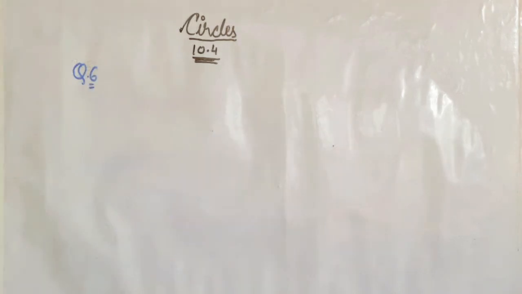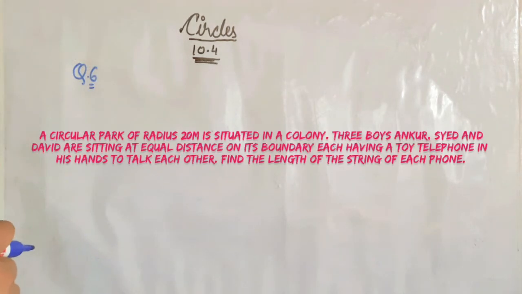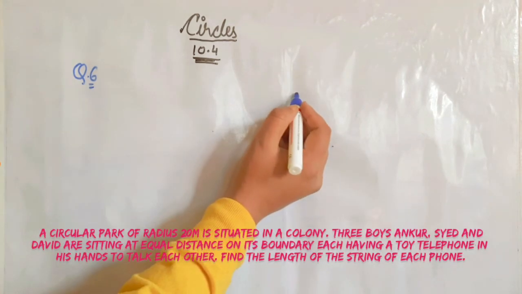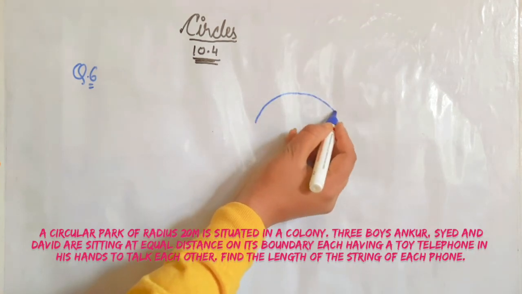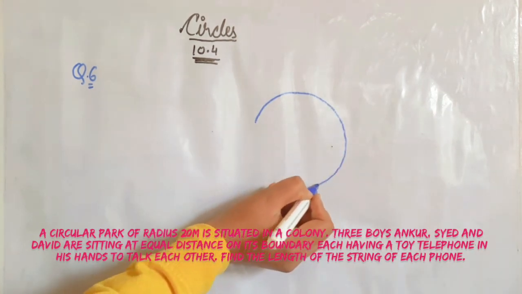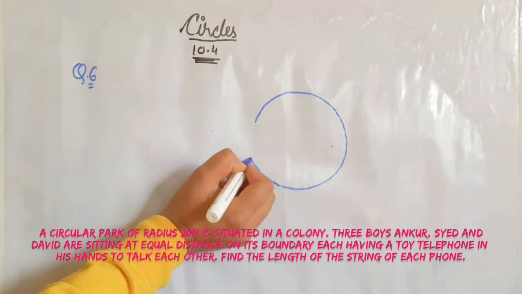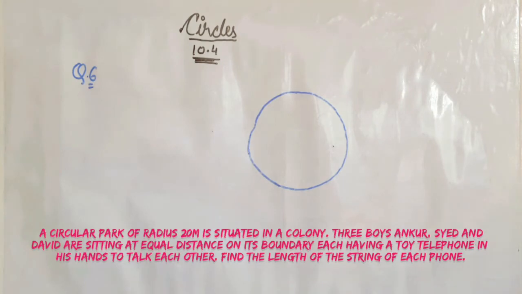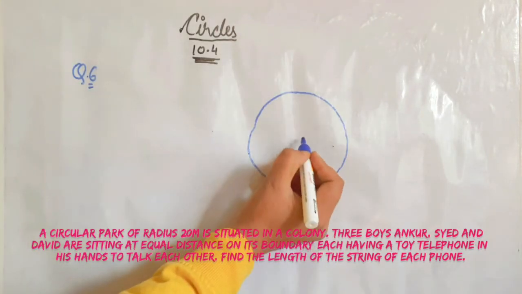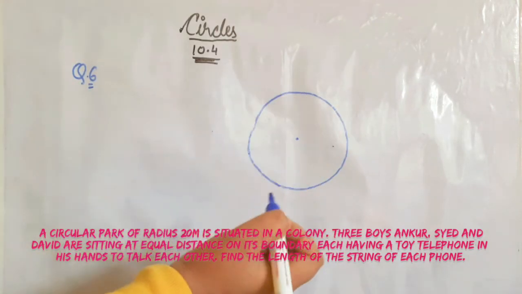Now let us see question number 6 also. A circular park of radius 20 meter is situated in a colony. Means what is given in the question? A circular park is given. Its radius is 20 meter, and let O be the center.